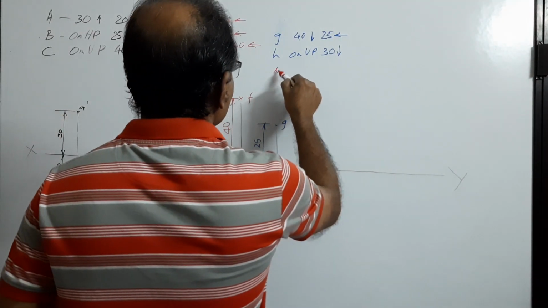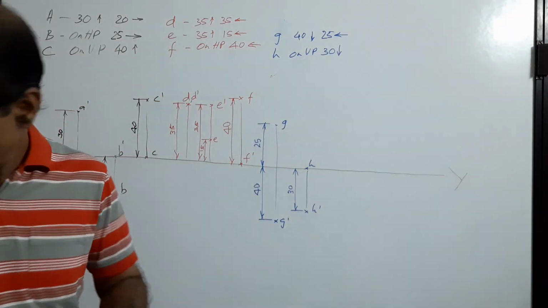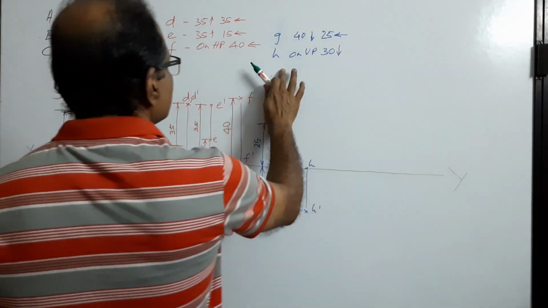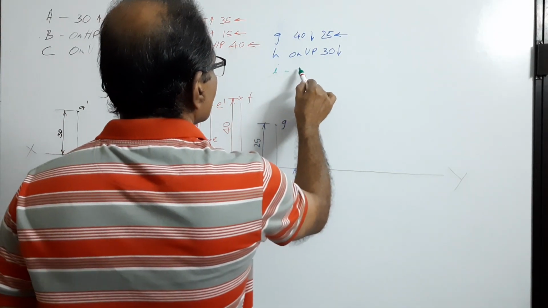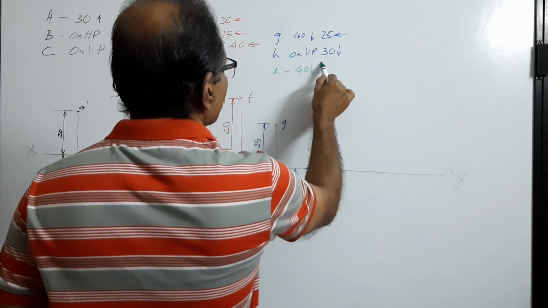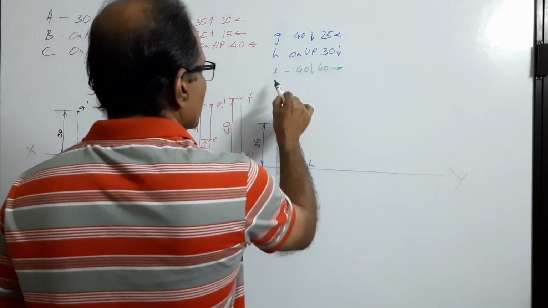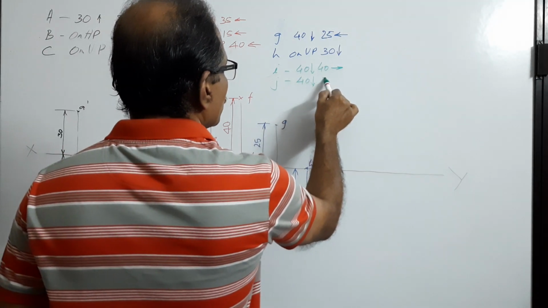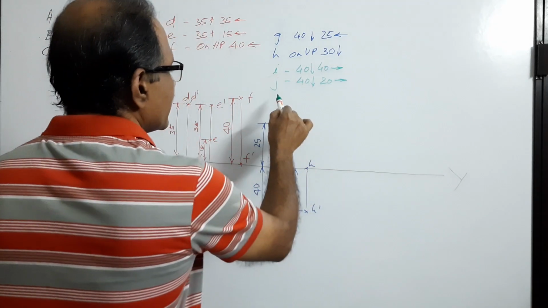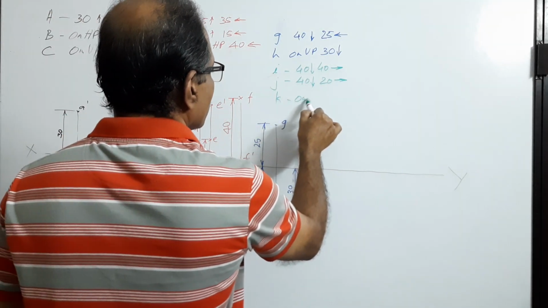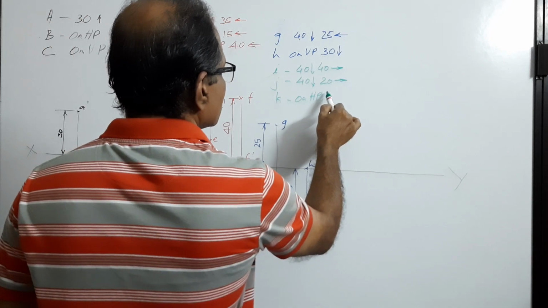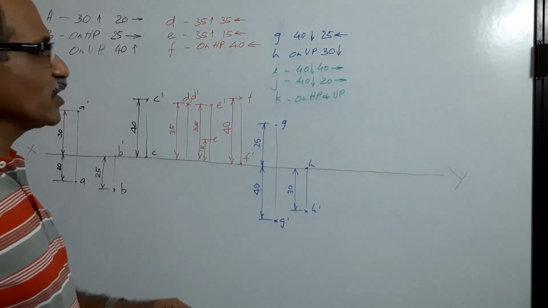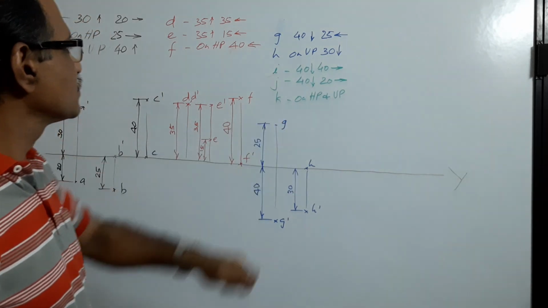Point I, I will change to green color. Point I, 40 mm below HP, 40 mm in front of VP. Then point J, 40 mm below HP and 20 mm behind VP. Then K, on HP as well as on VP. We are going to draw these 3 more points.